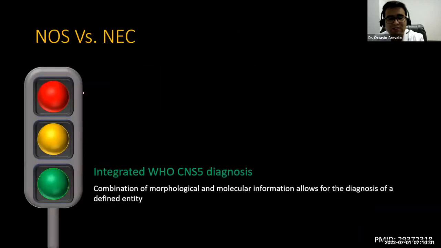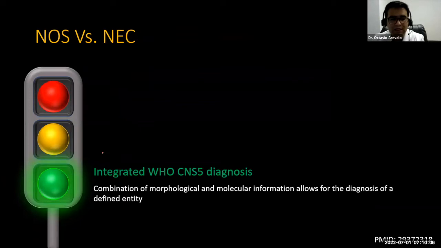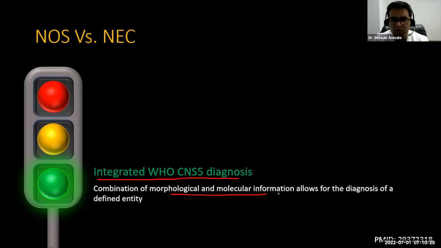Let's take a look. This is a diagram from one of Dr. Louis's lectures. He is the chief neuropathologist of the WHO task force. And he uses this traffic light cartoon to teach the different concepts of NEC and NOS. So you have the green light when you have an integrated diagnosis, when you have the combination of morphological and molecular information that allows you to put your tumor in one of those big categories. So you are good to go.